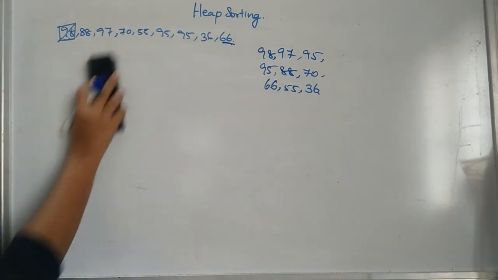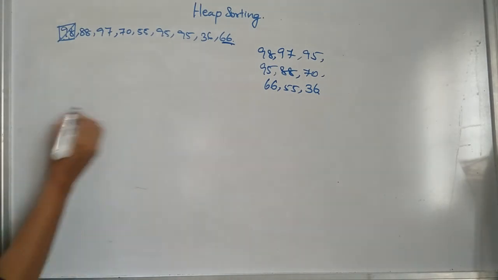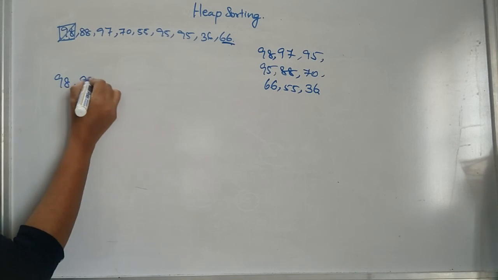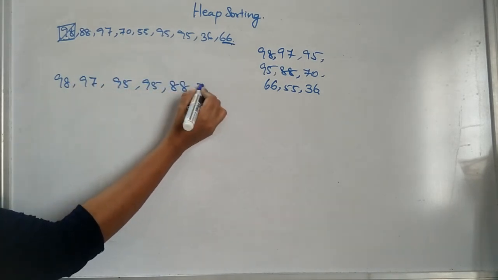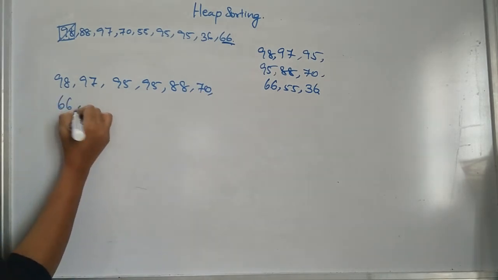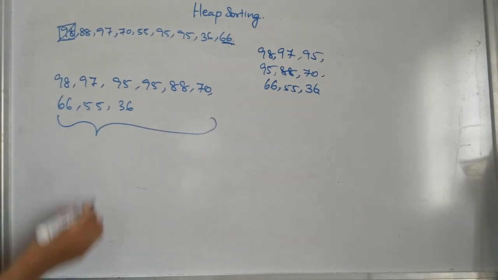If you look at the elements that we have removed from our list, it's 98, 97, 95, 95, 88, 70, 66, 55 and 36. If you look at this list, it's the ordered list. We got the descending order, right? Since we have sorted the elements of the max heap, we are getting the list of numbers in descending order.